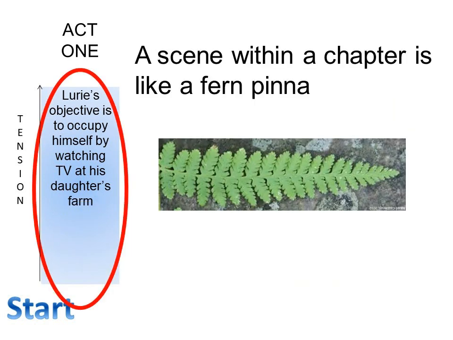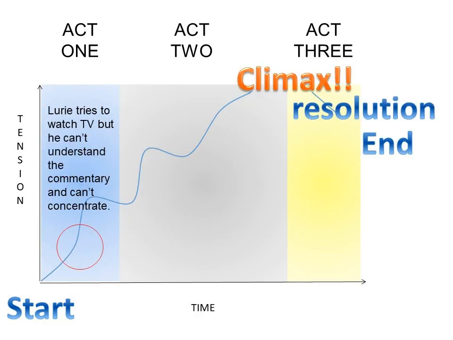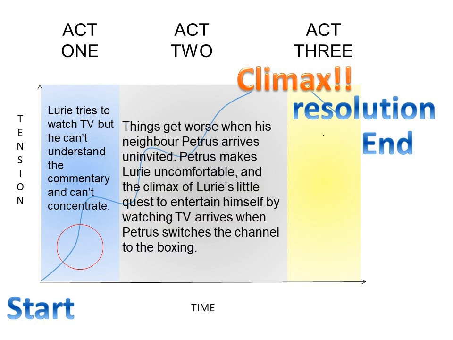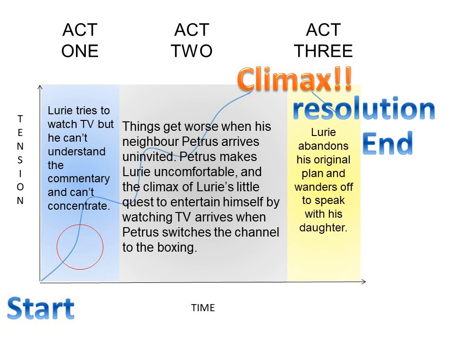Well, if a chapter is really like a fern frond, every scene within a chapter should be like a fern pinna. So I've looked at the first scene in chapter 9. And in the first act of the scene, Lurie tries to watch TV, but he can't understand the commentary and can't concentrate. In the second act, things get worse when his neighbour Petrus arrives uninvited. Petrus makes Lurie uncomfortable, and the climax of Lurie's little quest to entertain himself by watching TV arrives when Petrus switches the channel to the boxing. So in the third act, Lurie abandons his original plan and wanders off to speak with his daughter.